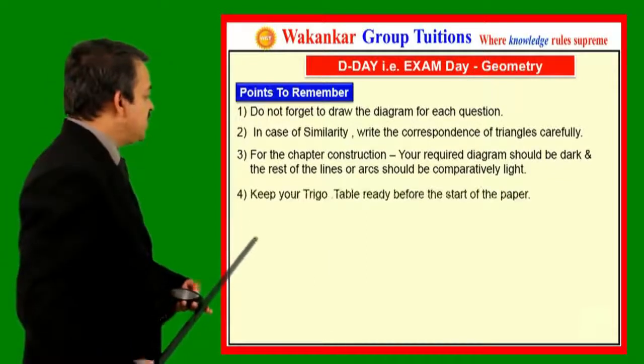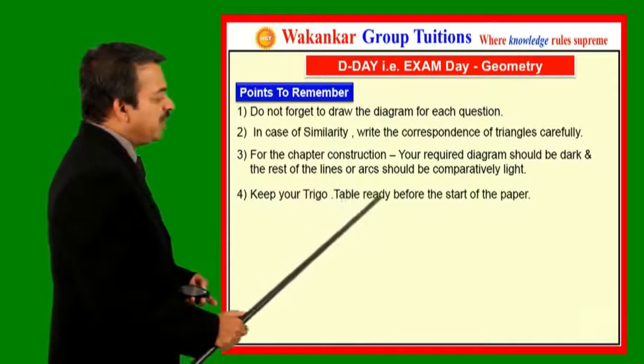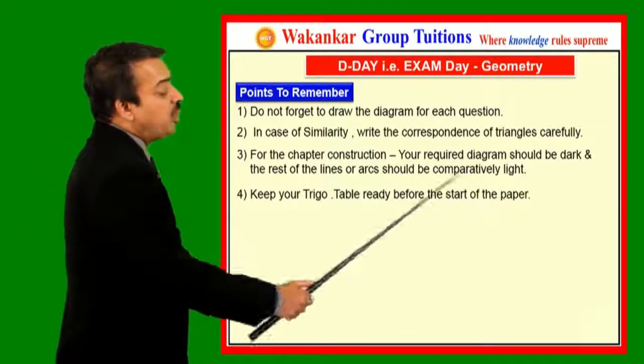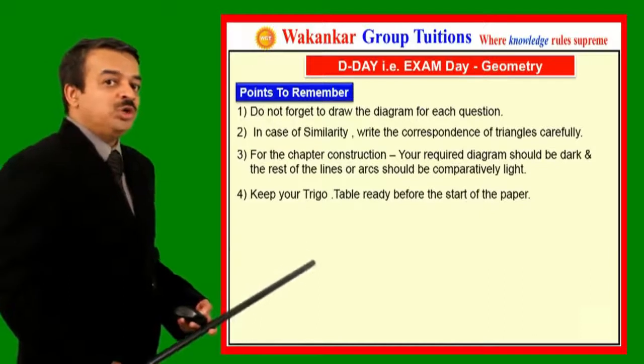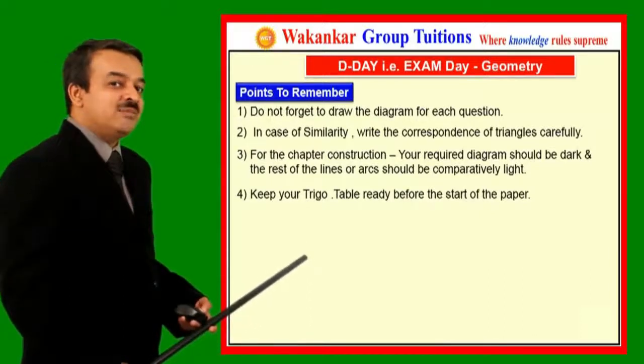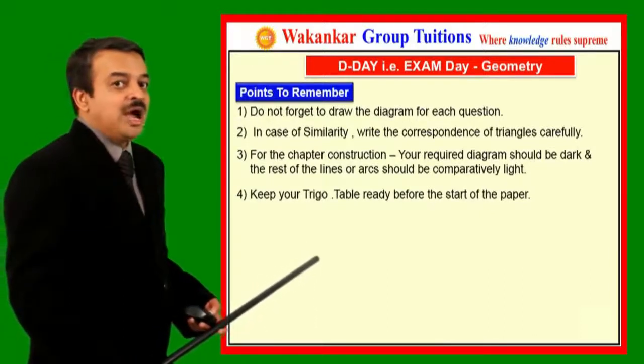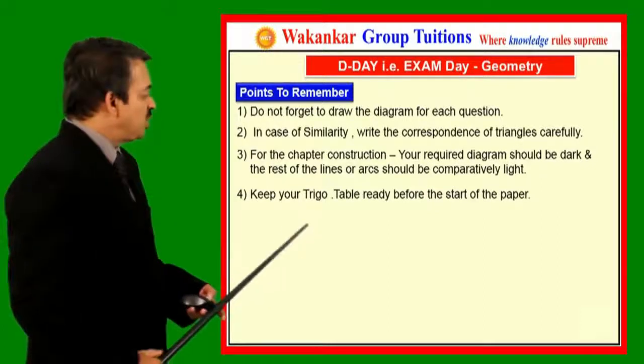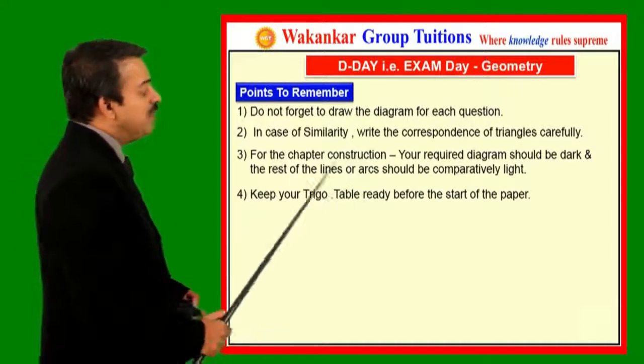The next point is, keep your trigonometry table ready before the start of your paper. Usually you get your answer sheet at least 10 minutes before the final bell, and so in those 10 minutes keep your trigonometry table ready.